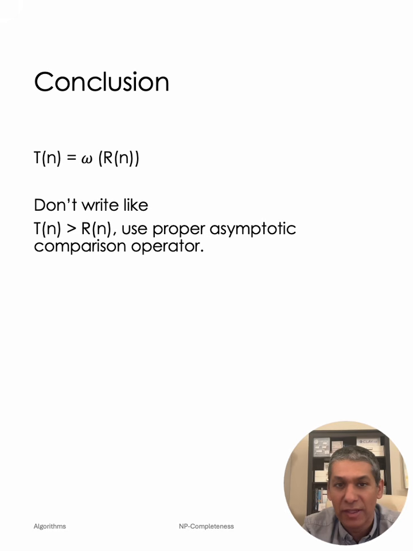So therefore, we get T(n) = small omega of R(n). In this case, we should be using the proper asymptotic comparison operator. That's small omega, not just, say, greater than. And also, we should not write big omega because in this case, it's strictly larger.